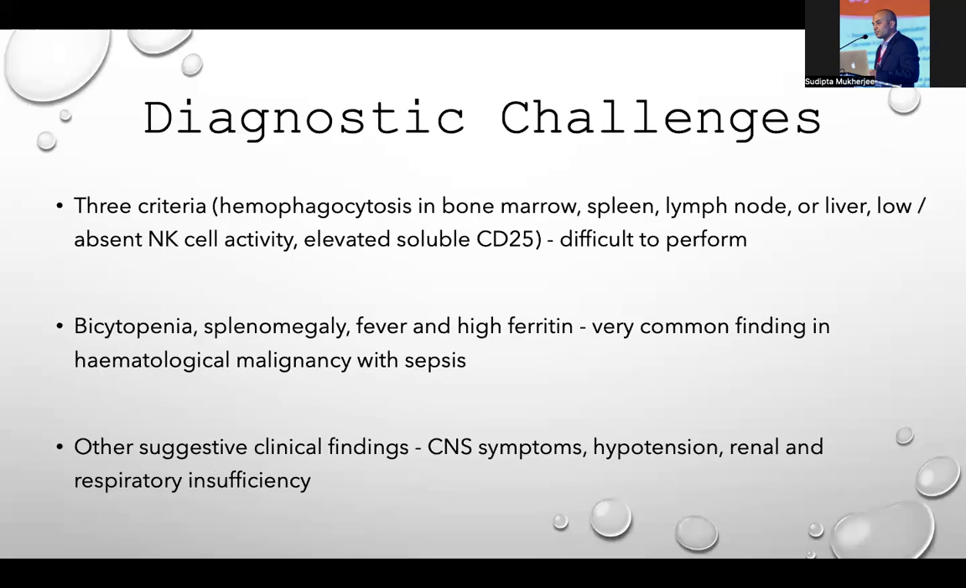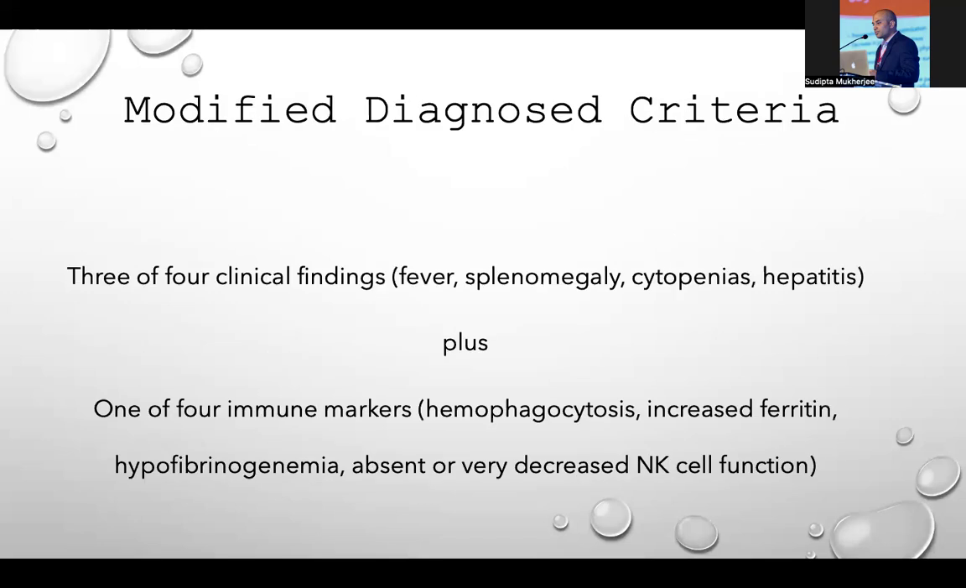But this does not solve our problem, because 3 criteria, that is hemophagocytosis in bone marrow, spleen, lymph node, absent NK cell activity, and elevated soluble CD25, are very difficult to perform, and I have already discussed the reason. On the other hand, bicytopenia, splenomegaly, fever, and high ferritin are very, very common presentations in patients with hematological malignancy and sepsis. And at the end, other suggestive clinical findings that are very common in HLH, like CNS symptoms, hypotension, and renal and respiratory insufficiency, are not included in the diagnostic criteria.